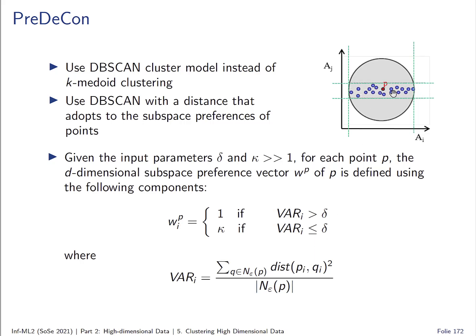In this visualization, the points in the neighborhood reveal a specific subspace preference because they have a very small variance along AJ. So AJ would probably be rated by kappa, and they have a large spread along AI, so AI would probably be weighted as 1. So the subspace preference vector of P will have 1 in feature AI and kappa in feature AJ. And we do that for any point. Each point of the data space, each data object, gets its own subspace preference vector, reflecting the preference of the points in the epsilon neighborhood around this point.